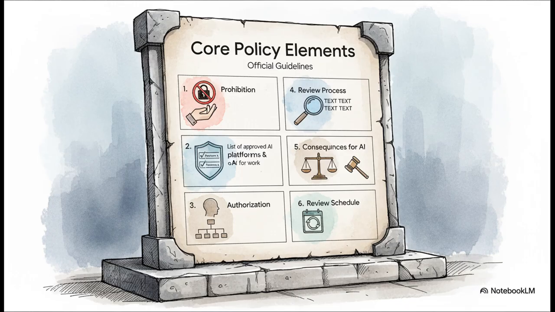Start with that crystal clear rule. No PII, period. Then list out which AI platforms are actually approved for use. Make it clear who's authorized to use them and what the review process is for anything the AI creates. And yeah, you've got to outline what happens if someone violates the policy, and set a schedule to review it every so often because this tech changes fast.